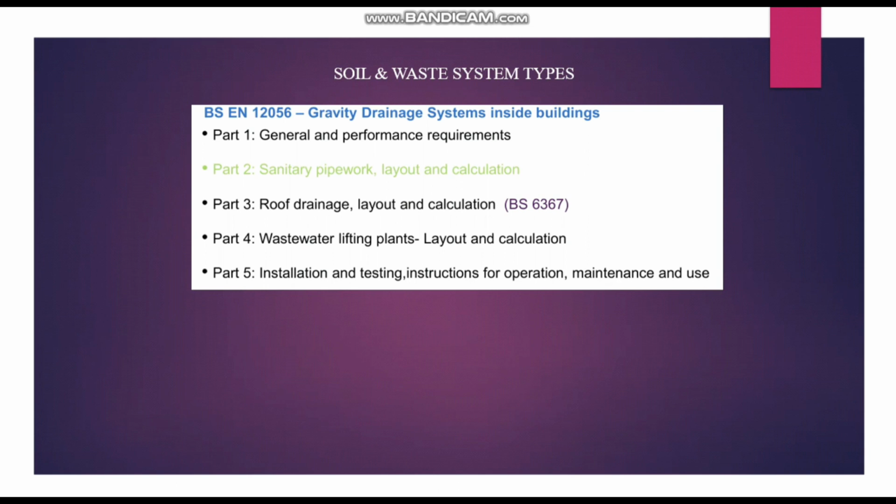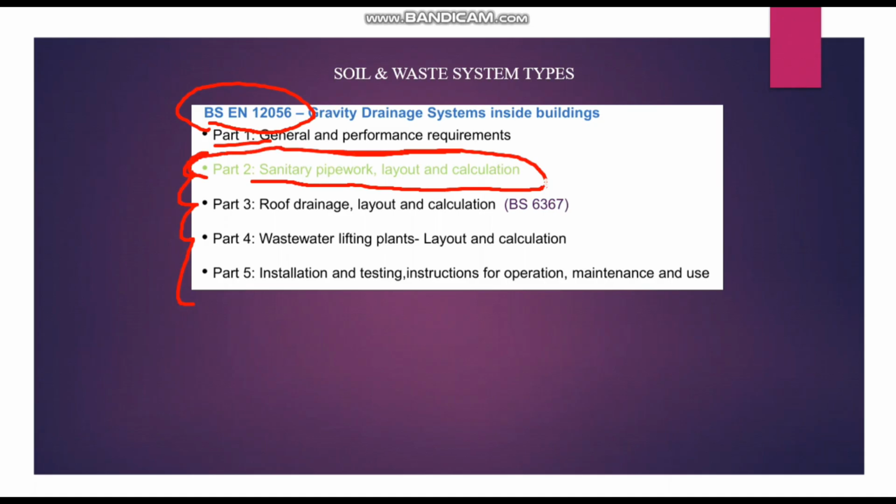When it comes to the British Standard, the important standard we are following for the sizing is BS EN 12056, which has a total of 5 parts: part 1, 2, 3, 4, 5. Part 1 is related to the general requirements of the drainage system, and part 2 is for the sanitary pipework layout and calculation. So this part 2 we will use for the pipe sizing of the sanitary system.